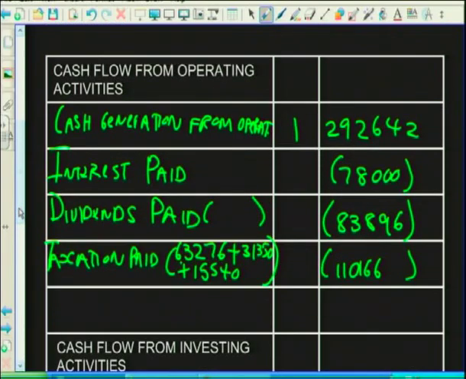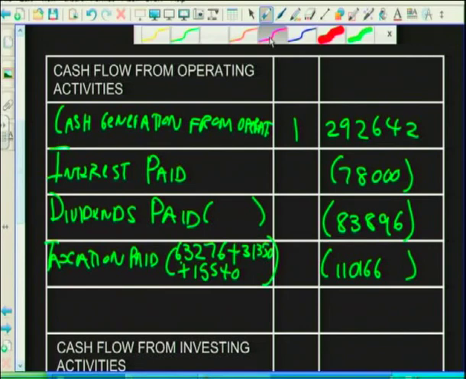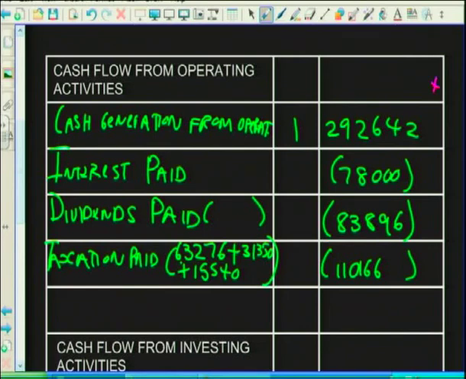We're now ready to calculate our cash flow from operating activities. So I just want to quickly change the color of the pen. This is the amount that we're now calculating. Remember, all we're doing is we are taking our cash generated from operations. We are then subtracting 78,000. We are subtracting our dividends paid, 83,896, and we are subtracting the taxation paid, the figure that we just calculated, 110,166 Rand.